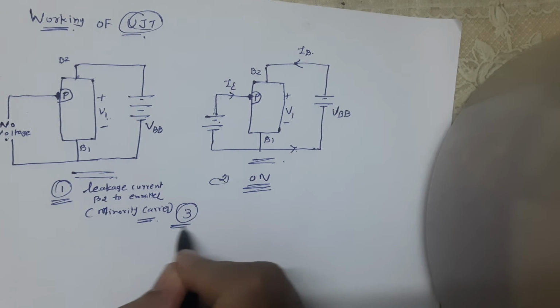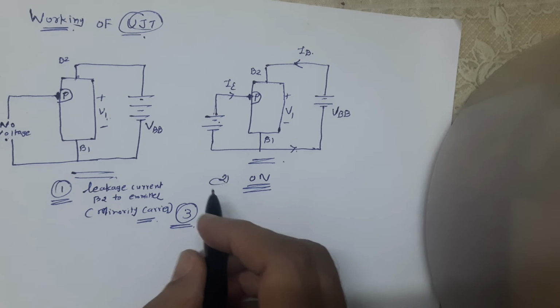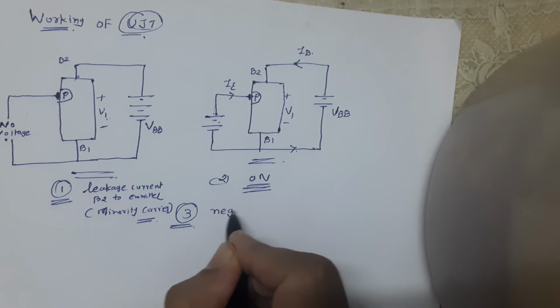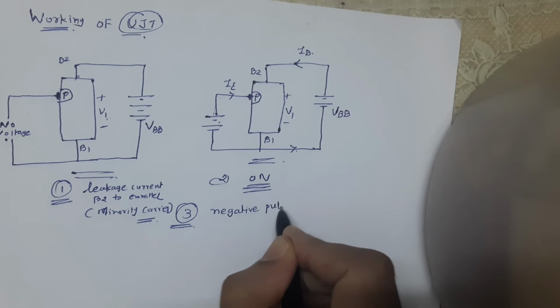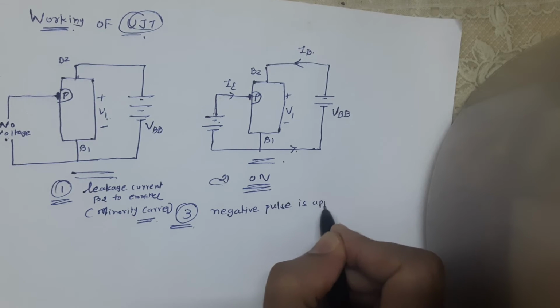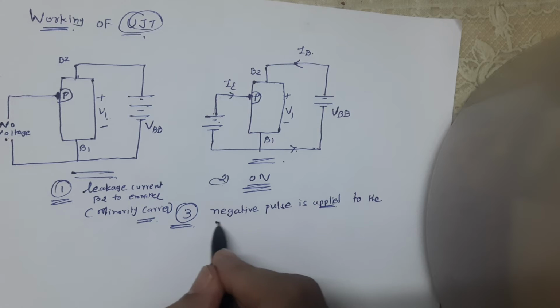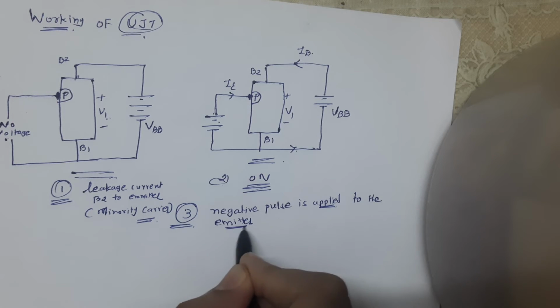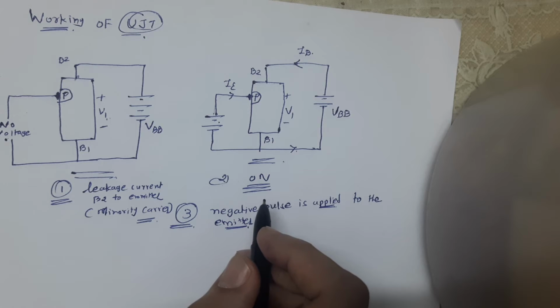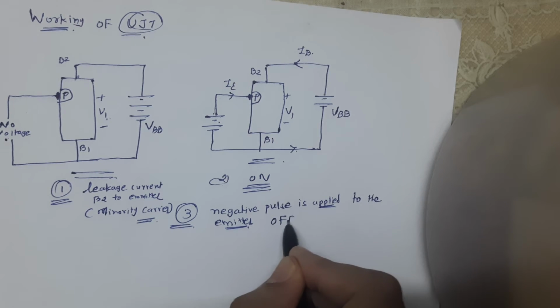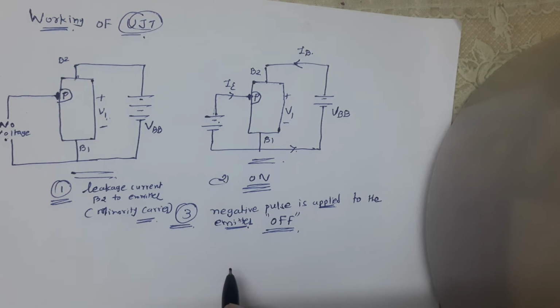The last, third point: if a negative pulse is applied to the emitter, the PN junction is reverse biased and the emitter current is cut off. The device is then said to be in the off condition. Cut off means off condition. In this way, we discuss the working of the UJT.